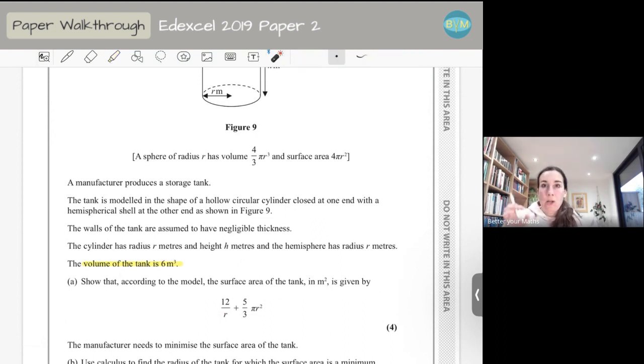Typical question. You have surface area or perimeter or volume in terms of two variables, but then you need to eliminate one because you are going to differentiate. And to eliminate one, you're going to use some information that they give you.